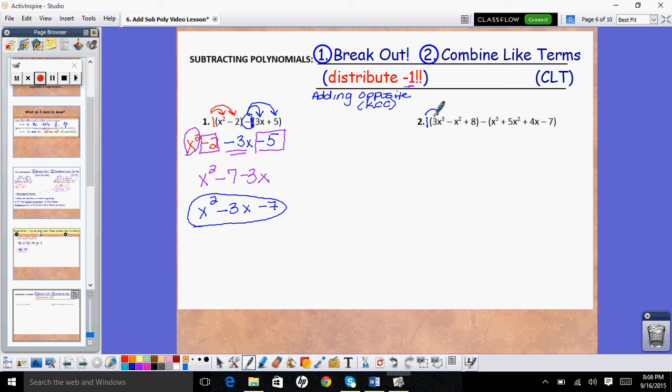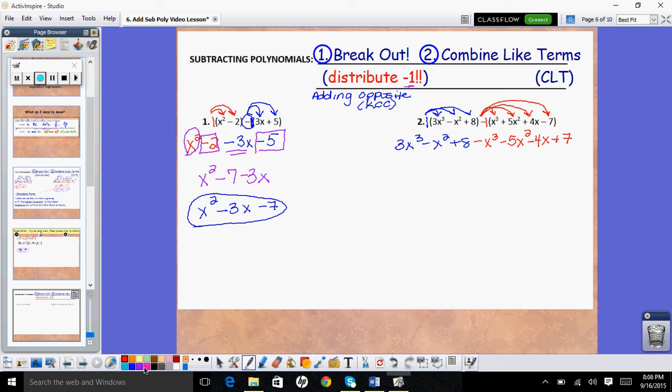Let's take a look at number 2. If I distribute the 1, it remains 3x cubed minus x squared plus 8. However, if I distribute the negative 1, every single term will change to its opposite sign. Negative x cubed, this will distribute. Negative 1 times positive 5 becomes negative 5x squared, becomes negative 4x, and then a negative times a negative 7 becomes a positive 7.